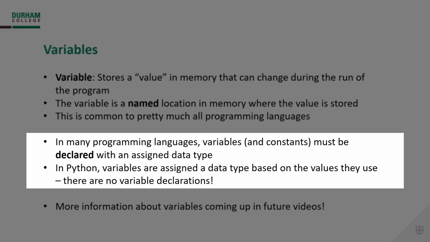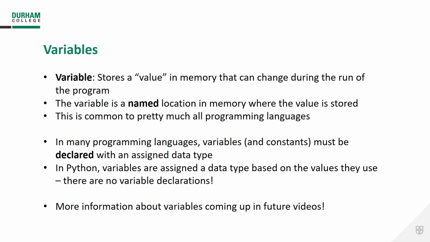In many programming languages, variables and this other thing called constants, which is sort of also a named place in memory, but one that can't be changed, have to be declared and they have to be assigned a data type. That's very common in all the C-like languages, so C# and C++ and Java. But Python, although data types very much exist in Python, they're automatically assigned their data type based on what type of value they're assigned. So there are no variable declarations.